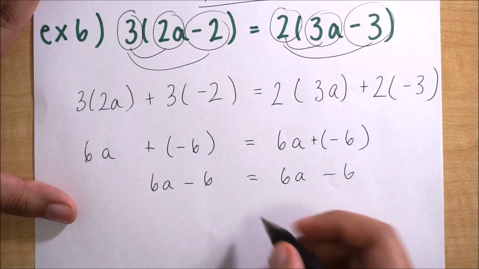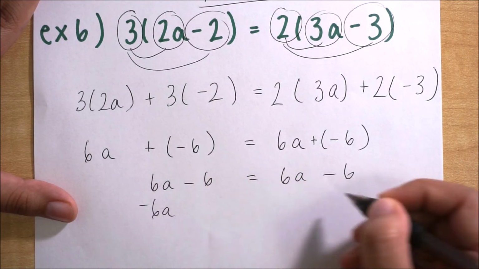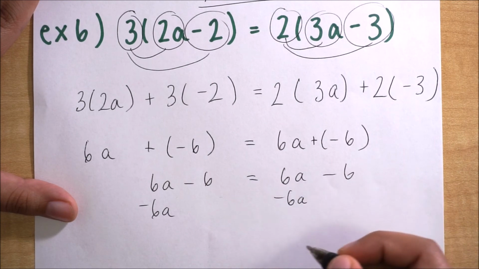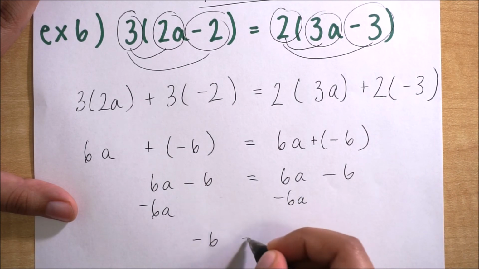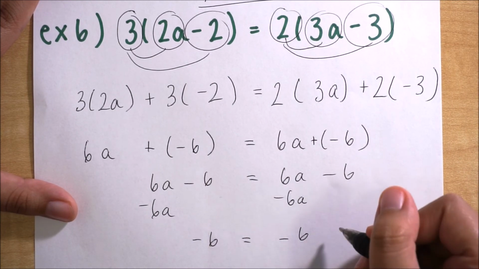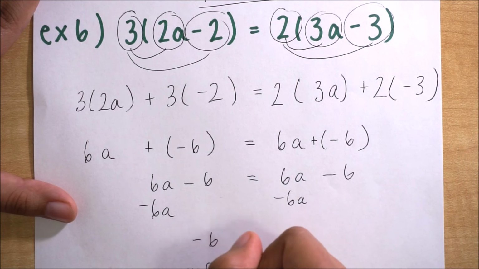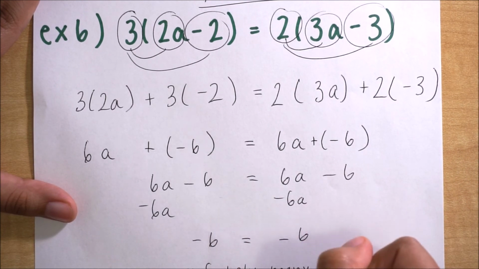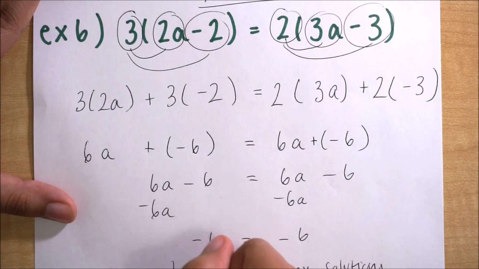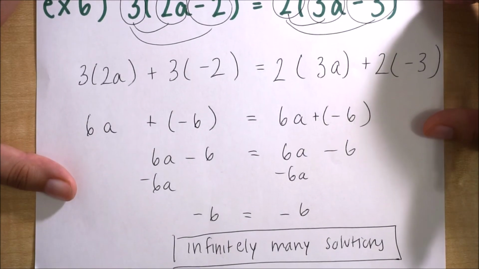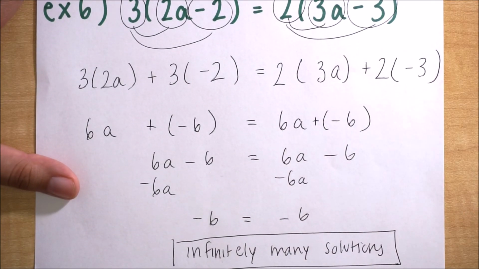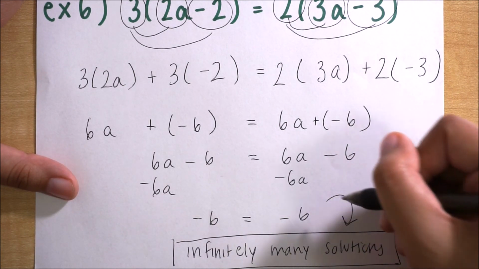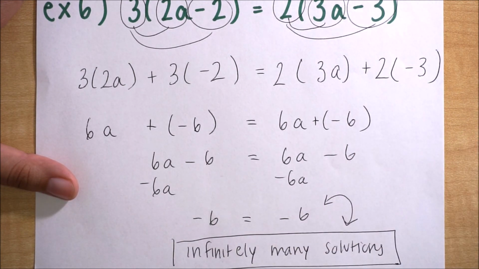But let's keep simplifying it down. So I'm going to combine the like terms, the 6a's together. So I subtract 6a from both sides. So I end up getting 0 minus 6 is equal to 0 minus 6. So that's just equal to negative 6 is equal to negative 6, which means both sides are the same, which means infinitely many solutions. All right, so that concludes today's video.